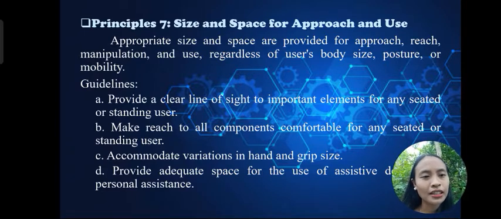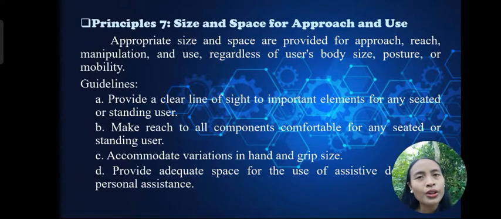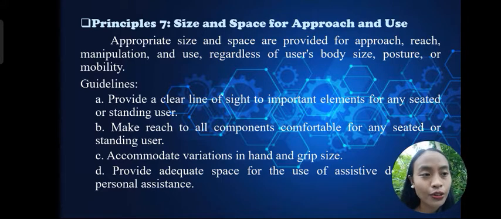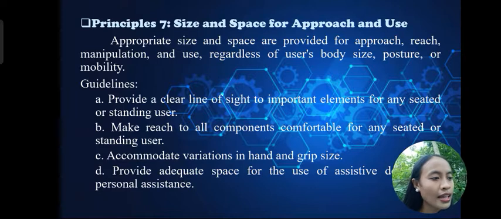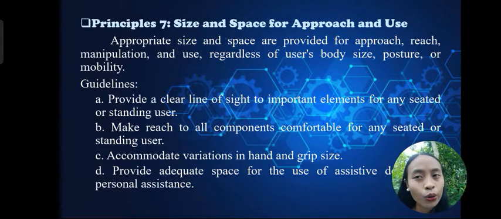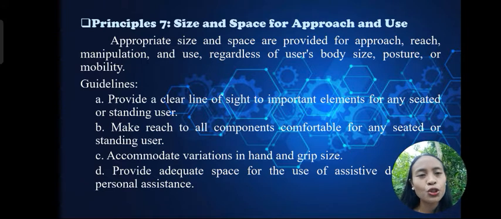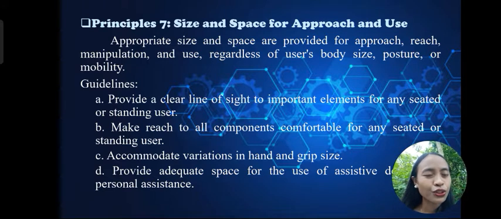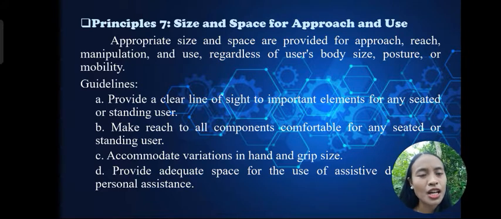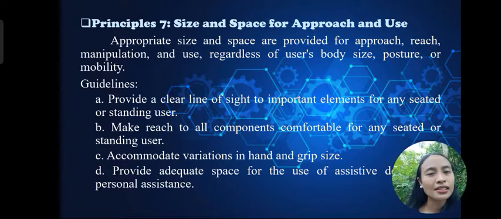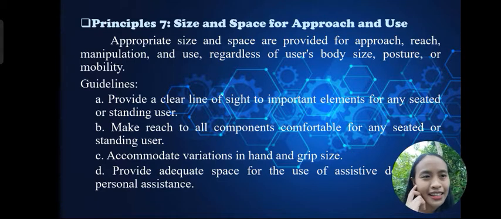So, the last one is provide adequate space for the use of assistive devices for those who need personal assistance. So, ito ay para doon sa mga estudyante that need special care. So, for example, the braille. Kung gagamitin iyon ng iyong estudyante, there are times na baka hindi kayanin or hindi ma-hold ng desk ng bata yung braille. So, you should provide appropriate space for that kasi kinakailangan niya yun para makasabay siya sa learning together with all of his or her classmates. So, that is the 7th principle, and those are all the 7 principles of universal design.